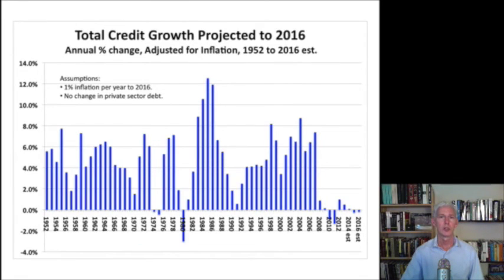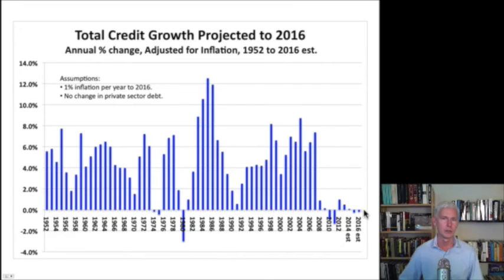Okay, you've seen this chart before. This shows the total increase in year-on-year debt adjusted for inflation, going back to 1952. The difference is this time we're projecting into the future, to 2016.